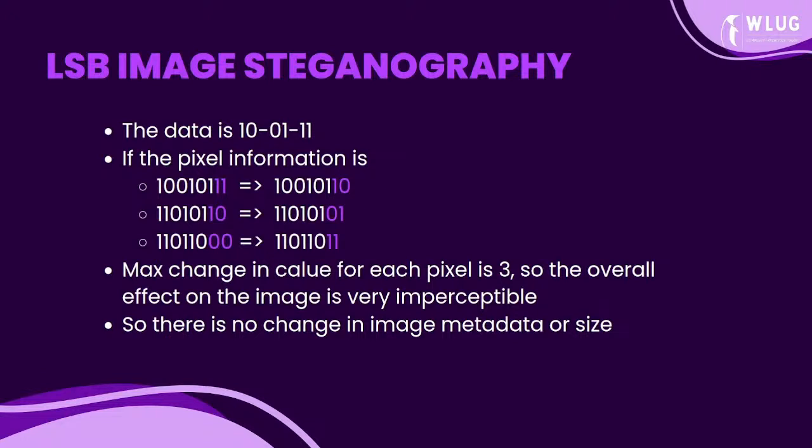Now you might say it changes the color. Well, that is right. The max change is 3 because in the last pixel we changed 00 to 11, right? So this change is just a max of 3. In the grand scheme of things, the color difference in these two is pretty imperceptible. Until and unless you have the original image to compare with, it is really hard to tell that this image was tampered with or had its pixel information changed. As we said, there is no change in metadata or size of the image, because we are storing the information directly in the pixel itself, not anywhere else.